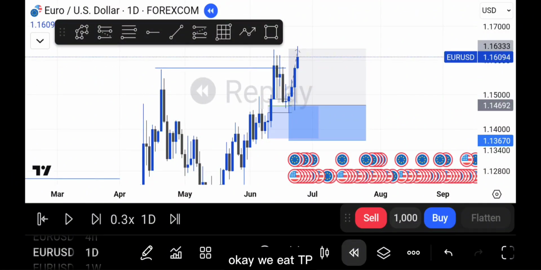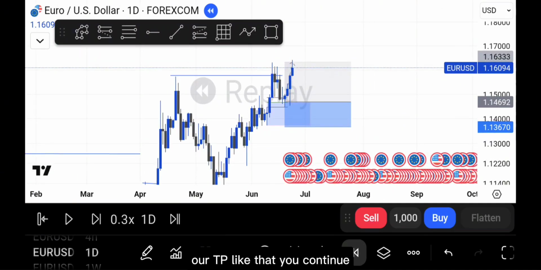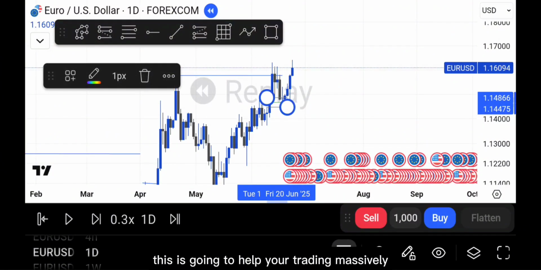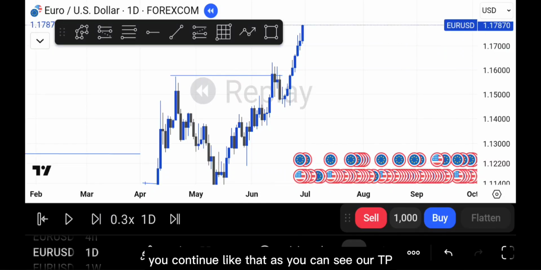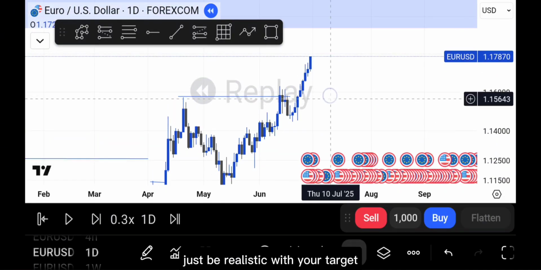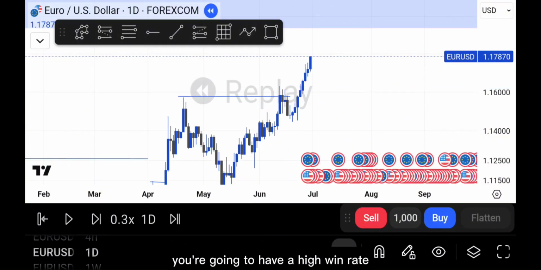Okay, we hit TP. As you can see, we've hit our TP. Like that, you continue. It's as simple as that. For swing traders, this is going to help your trading massively. You continue like that. As you can see, even though you see a lot of profit on the table, just be realistic with your target. Always target the high that tagged you in. Like that, you're going to have a high win rate.